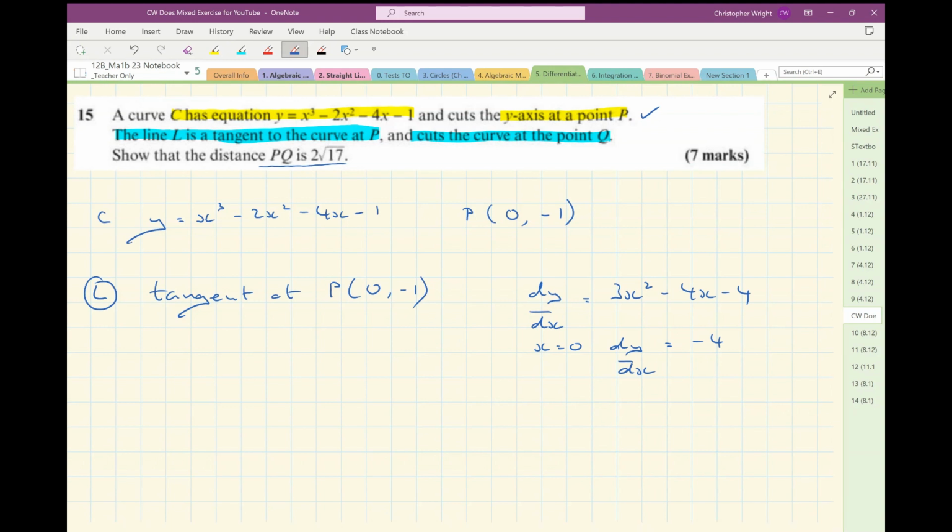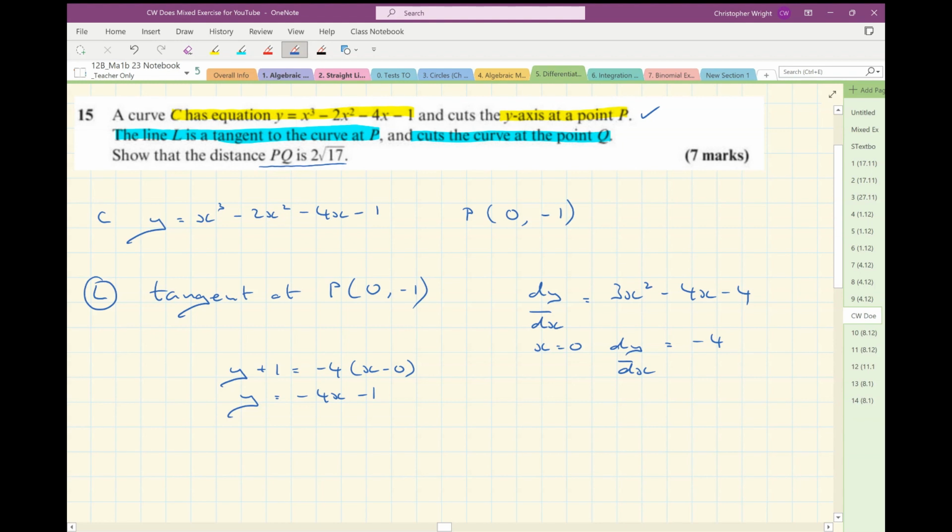Okay, so I can write down the equation of that tangent now. It's going to be y minus minus 1 equals minus 4 multiplied by x minus 0. So that's simply going to be y equals minus 4x minus 1.